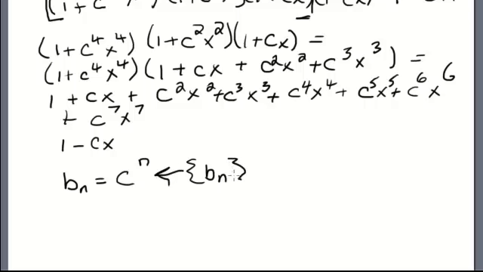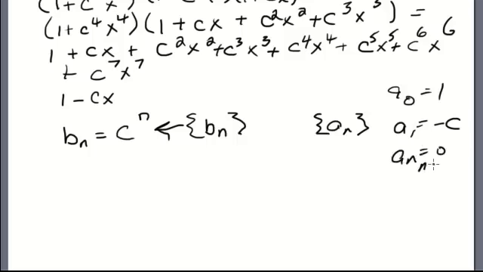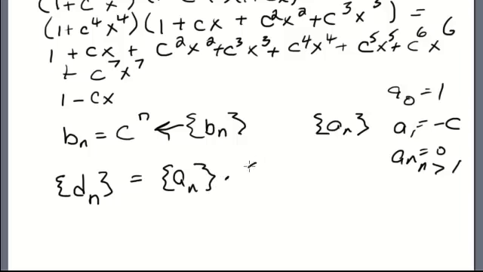And I'm going to guess that that's the multiplicative inverse of our a sub n, where a0 is equal to 1, a1 equal to negative c, and a sub n equal to 0 for n greater than 1. So what we do is we define another sequence. I want to use c sub n, but that might be confusing. How about d sub n? I hope that doesn't confuse anybody. d sub n is equal to a sub n times b sub n.